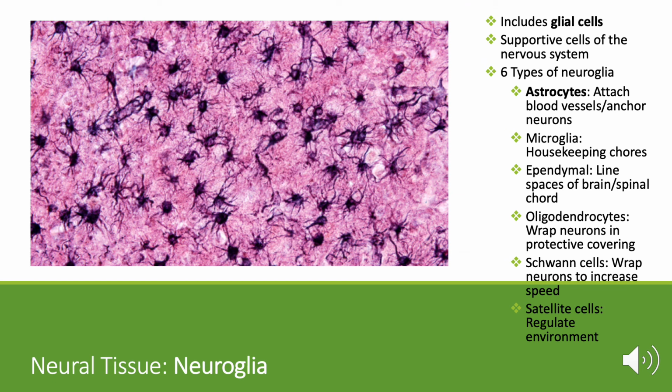Neuroglia is a supportive tissue of the nervous system and includes glial cells. There are 6 types of neuroglia: astrocytes, which attach to blood vessels and anchor neurons; microglia, which do general housekeeping; ependymal cells, which line the spaces of the brain and spine; oligodendrocytes, which myelinate the central nervous system; Schwann cells, which myelinate the peripheral nervous system; and satellite cells, which regulate the environment.